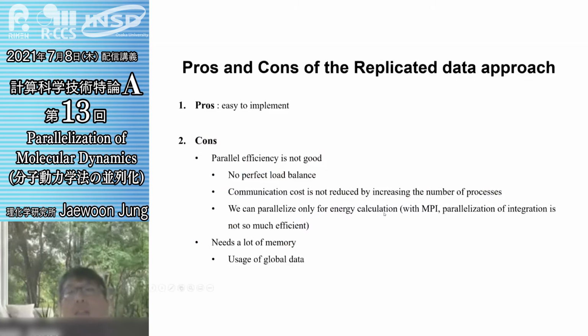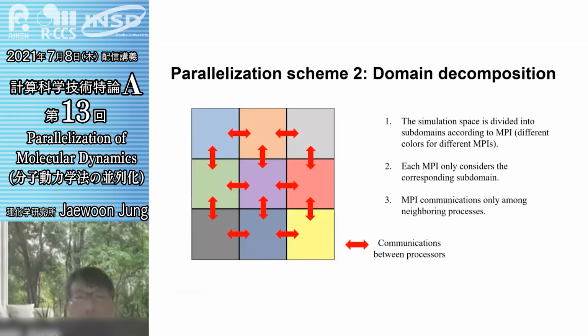And this means that in MD, after evaluating energy and force, we need an integration procedure. And in fact, the integration scheme itself is not parallelized using this one. We only parallelize the energy and force calculation. And another problem is that it needs a lot of memory, because each processor has the global data, all of the data.